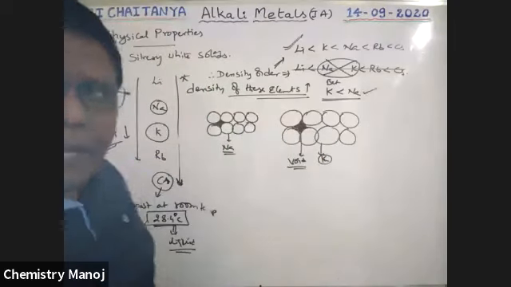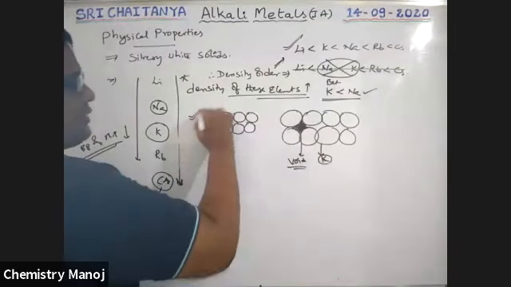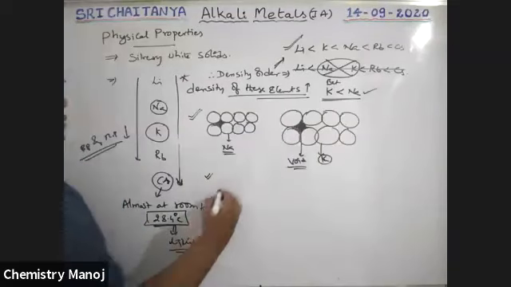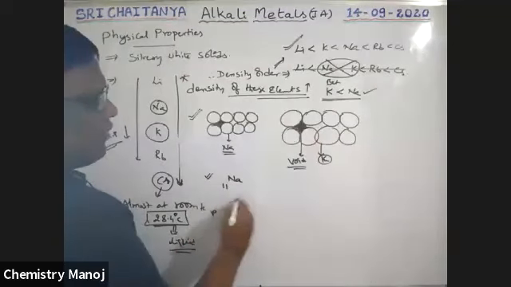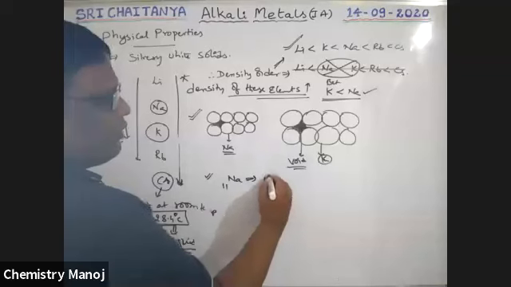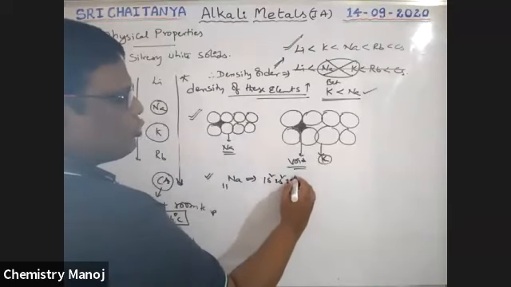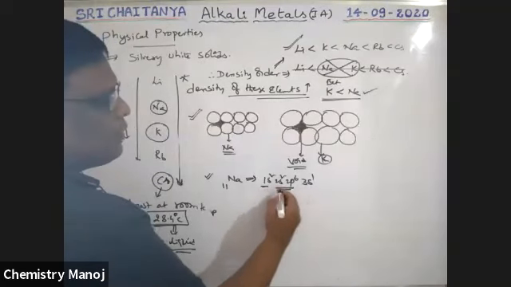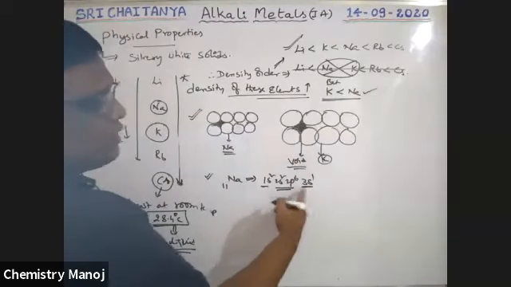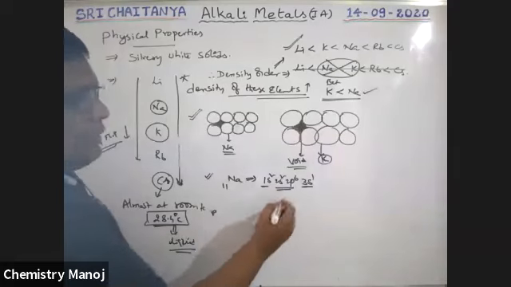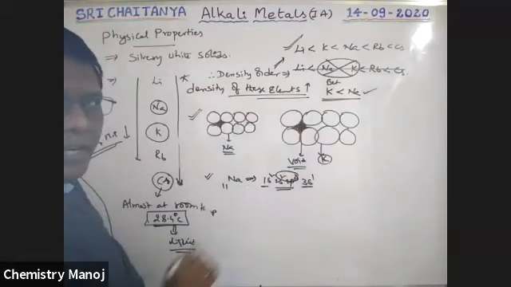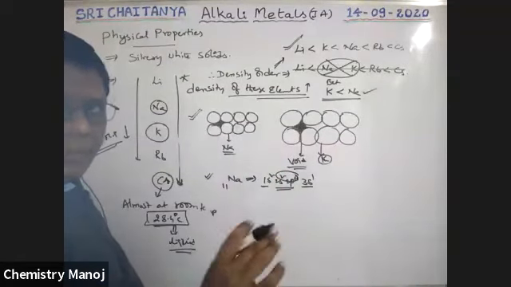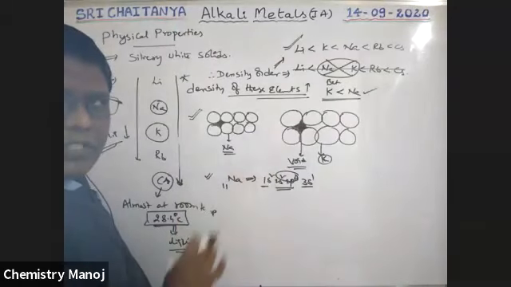The second point is sodium, atomic number 11, with electronic configuration 1s2, 2s2, 2p6, 3s1. That means the first orbit, second orbit, and third orbit, which is the ultimate, and the penultimate shell is completely filled. There is no vacancy for further electrons.